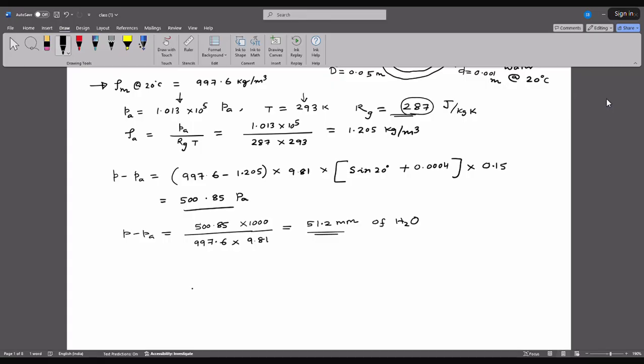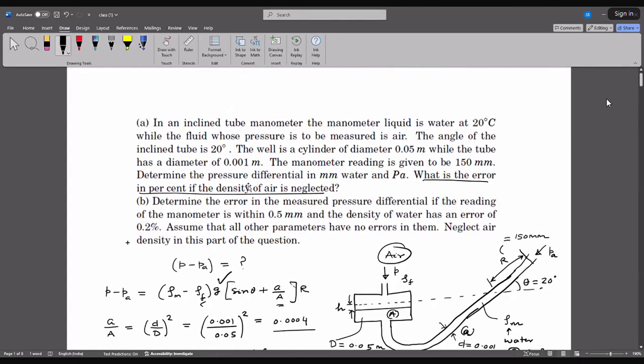Okay. So this is what we got. That is the first part of the question: determine the pressure differential in mm water and Pascal also. The second part is asking what is the error in percent if the density of air is neglected.